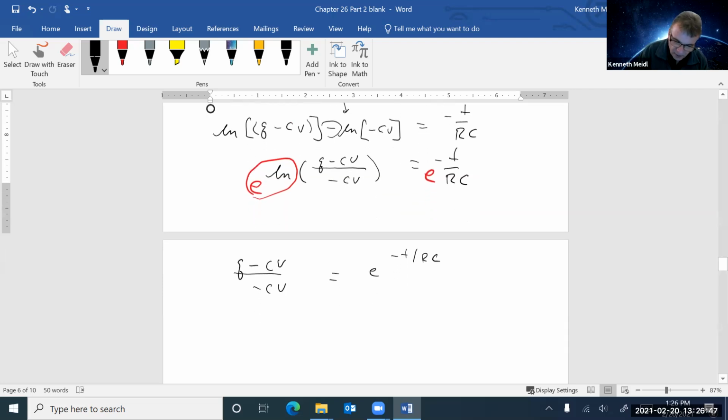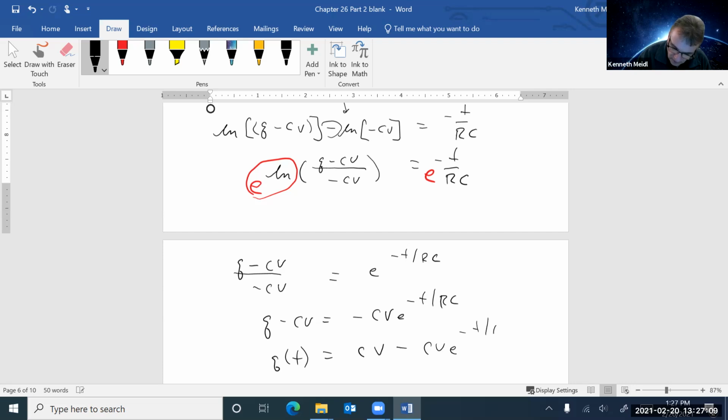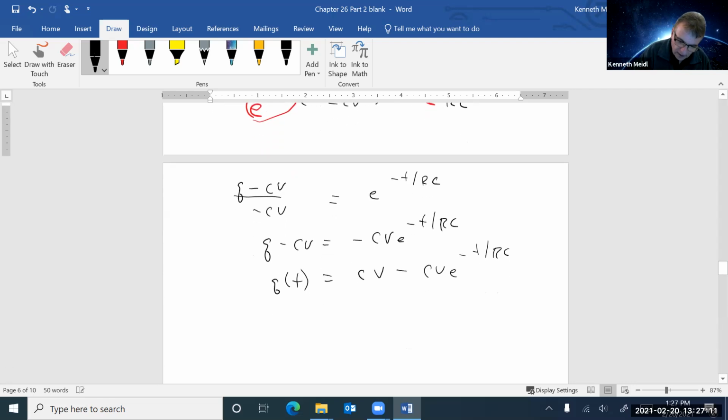Okay, and so I'm just going to keep playing with this step for step. I'll multiply both sides by that minus cv. And so this q right here is really a function of time. And so that equals cv minus cv with all this stuff here. And so maybe I'll write q, my function of time, as cv, and maybe I'll just factor this out. Maybe that might make it a little bit easier to look at.